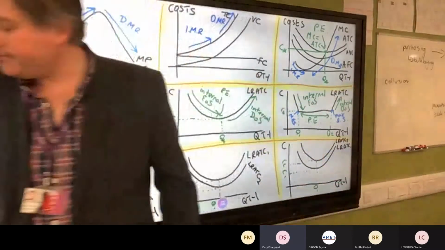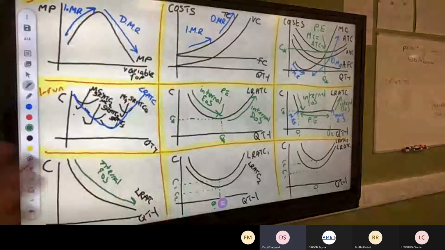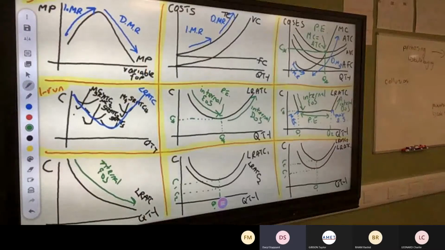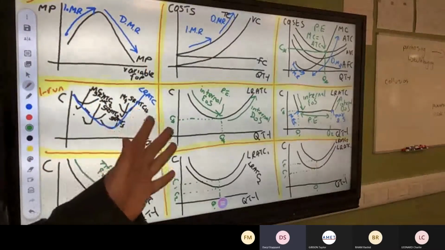So guys, what you've got there on the screen are the 9 really, really important diagrams that you need for production costs.